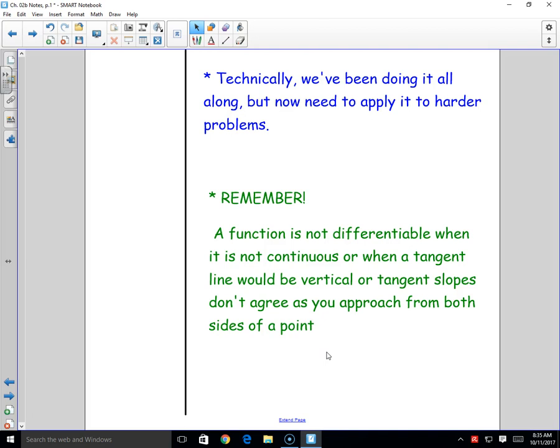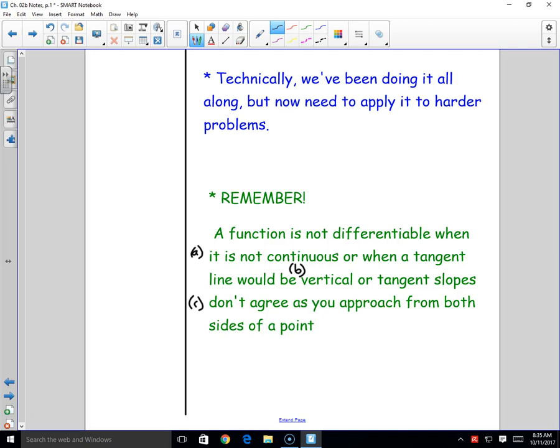A function is not differentiable when it's not continuous, that's condition A. If it's not continuous, it's not differentiable, right? Or when the tangent line would be vertical, that's B. Or when the tangent slopes don't agree, that's C. A is not continuous, B is a vertical tangent line, C is the tangent slopes don't agree, that would be a sharp point.